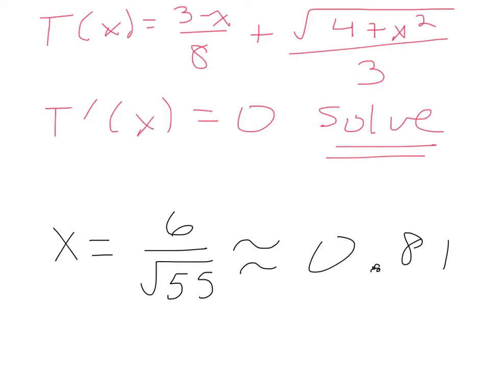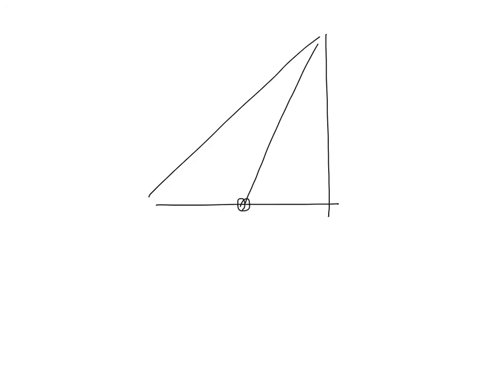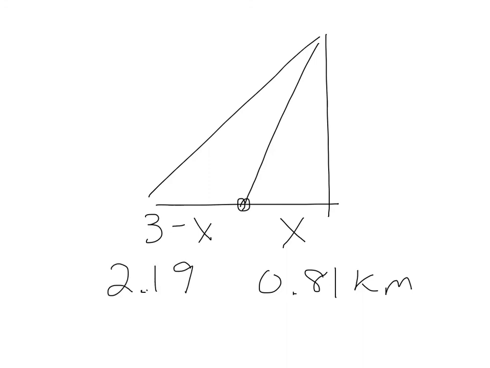So what that means is that on our picture, let's redraw our picture here. On our picture, we had something akin to this, where we turned here, we went this way, this was x, this is 0.81 kilometers, right? So this is 3 minus x, so that would be 2.19 kilometers. And of course we could figure out how long you travel across the hypotenuse as well.